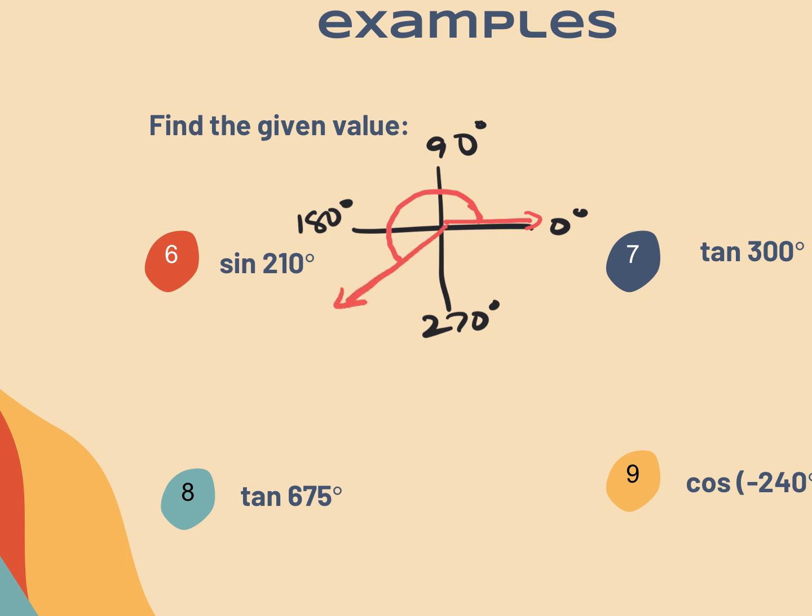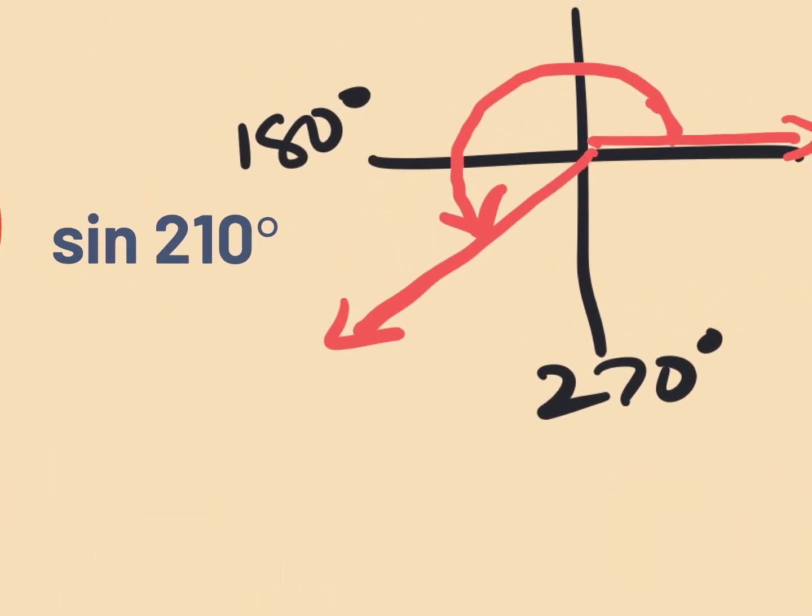I need to draw in that terminal side, and I need to include the arrow so I know that it was a positive 210. So my reference angle is going to be the degrees it takes to get back to the x-axis. So I had to go 30 degrees more past 180 to get to that 210 degree angle. So this is a 210 degree angle.